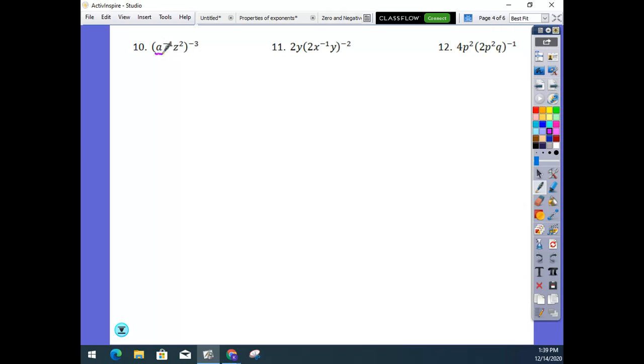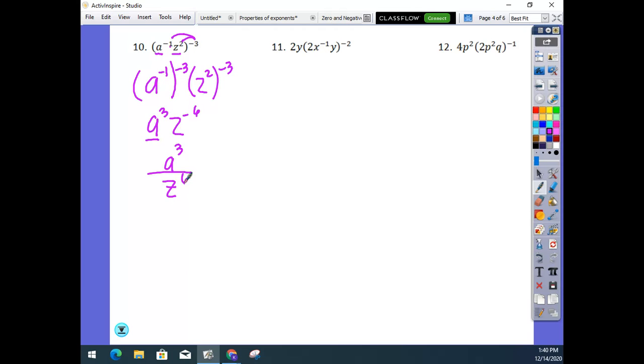Okay, so I have 2 bases. This is a power of a product. So I can just distribute, multiplying each exponent. Because technically it's saying a to the -1 raised to the -3rd, z squared to the -3rd. So this is power to a power, we multiply. Power to a power, multiply. The a has a positive exponent, so I leave it. The z has a negative exponent, so I move it to the bottom.